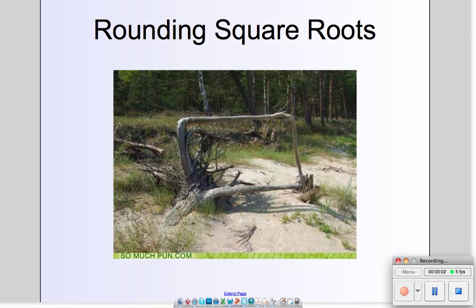Alright, today we are going to learn about rounding square roots. And if you notice, the picture for today is roots of a tree that form a square.